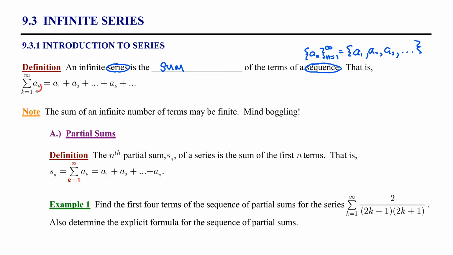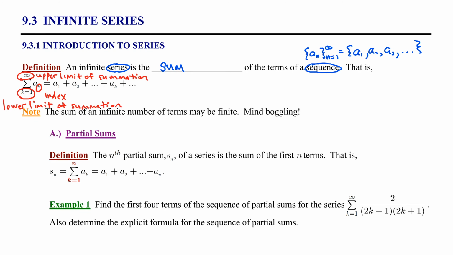With sigma notation, notice the subscript here is called the index. The value we have at the bottom of the sigma is called the lower limit of summation. So the number up here is called the upper limit of summation. In this case, we're looking at an infinite series, or the sum of an infinite number of terms.